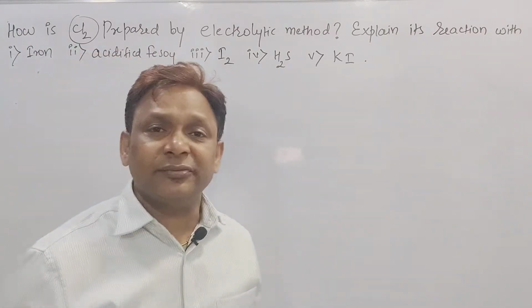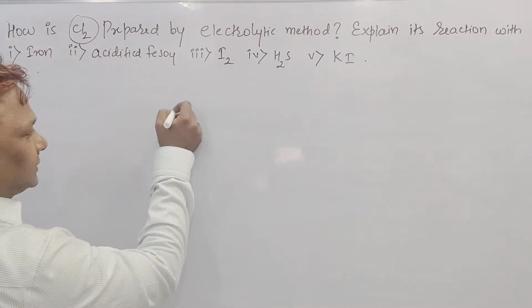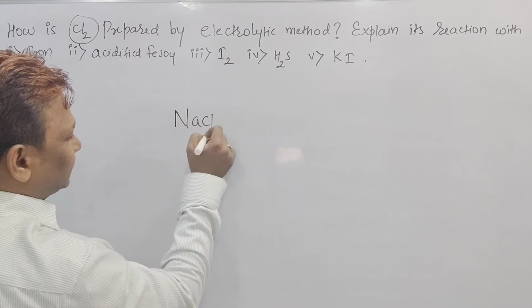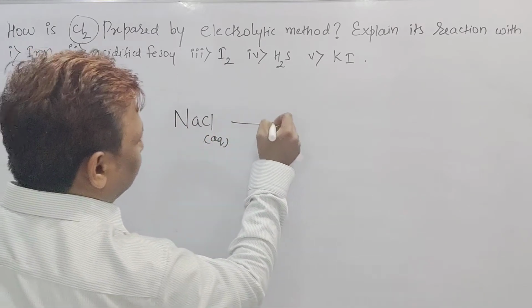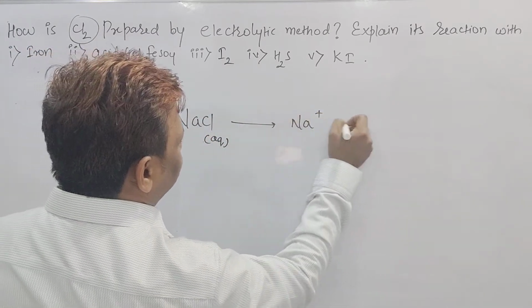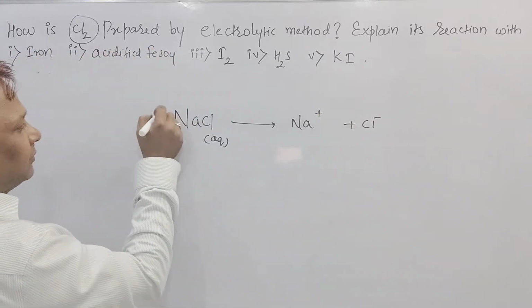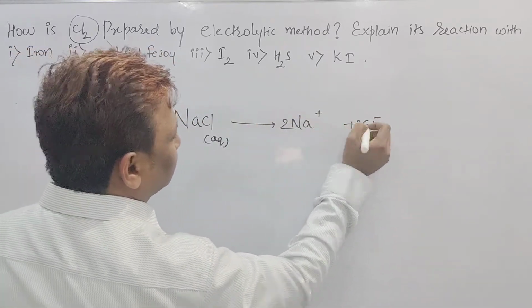What is the electrolytic reaction we wrote, beta? It is NaCl in aqueous form. When it ionizes, it forms Na plus ion and Cl minus ion. Make it 2 here, 2 here, 2.